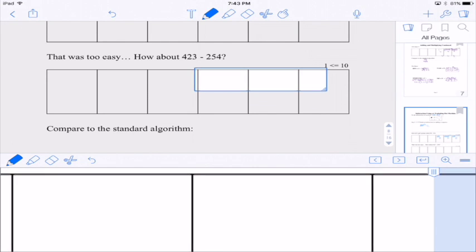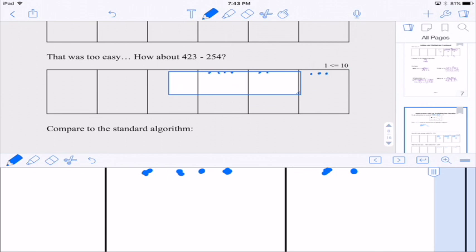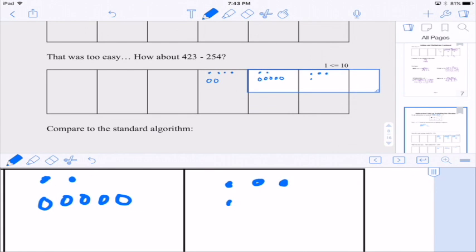So now let's do one where it actually gets real. So 423, and we want to take away 254. You can see we'll cancel, cancel, cancel like the last one, but we still need one more to cancel. So where's it going to come from?